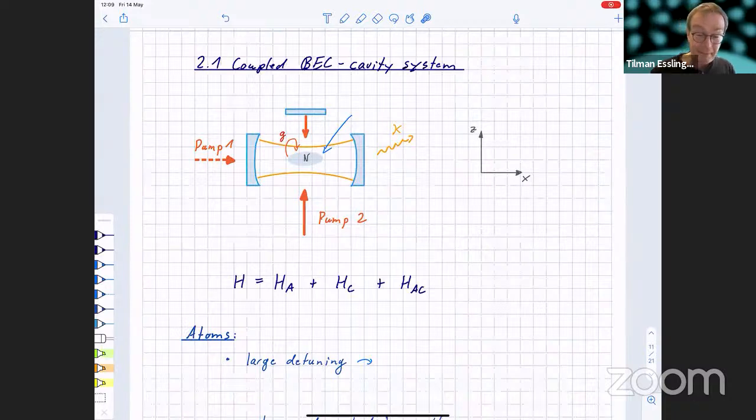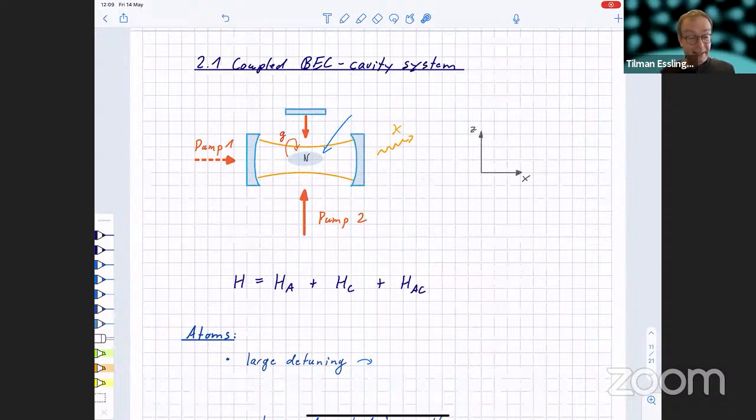And now, of course, comes, so now we completely understand. Now we have a little understanding of the single atom, including external degree of freedom in the cavity. And now let's look at a Bose-Einstein condensate in the cavity.